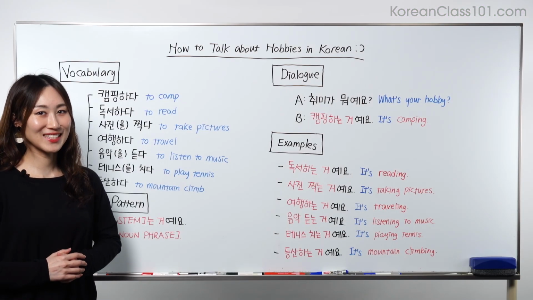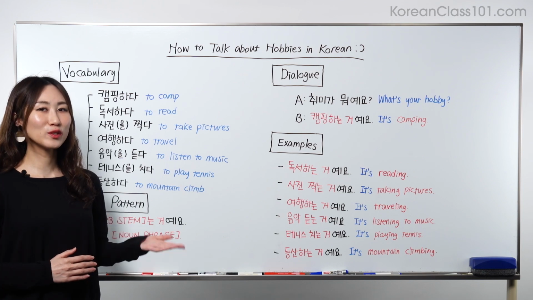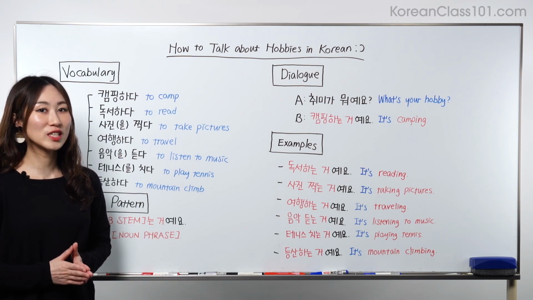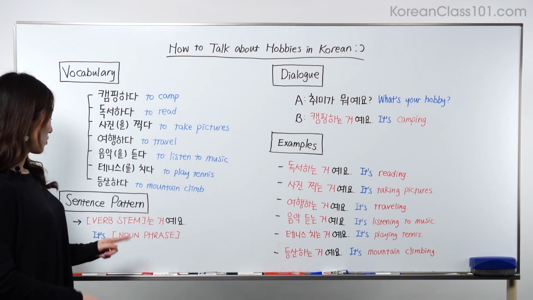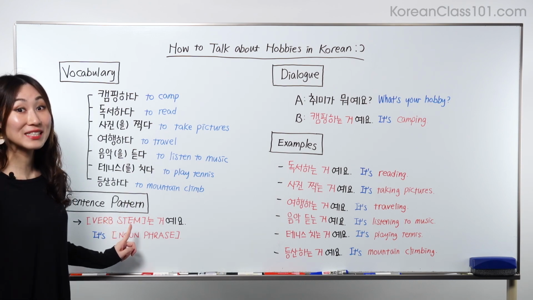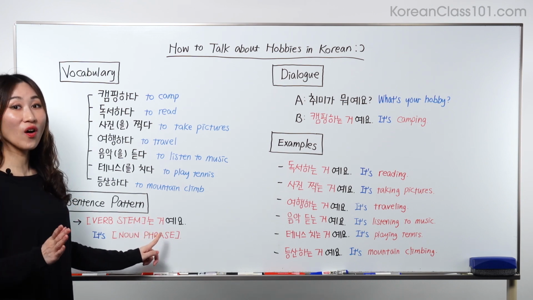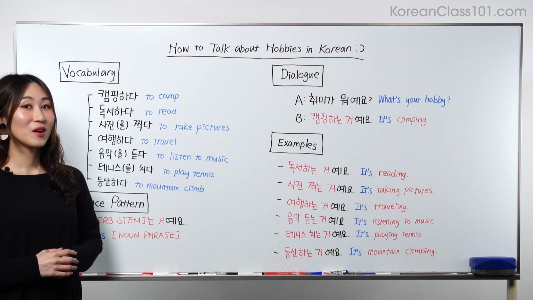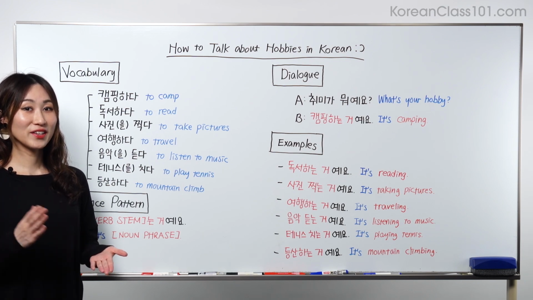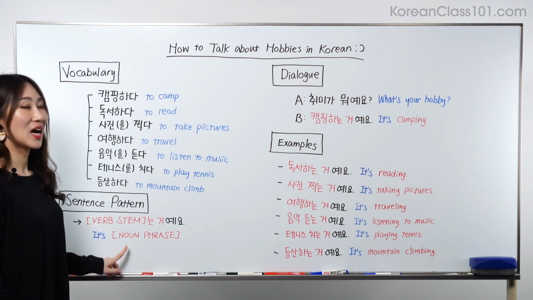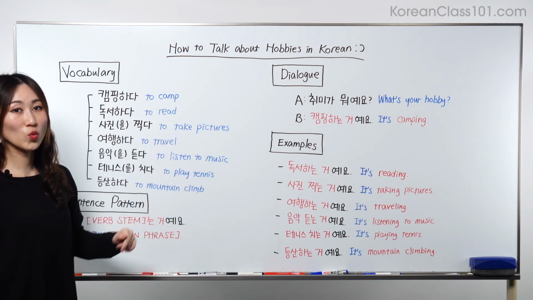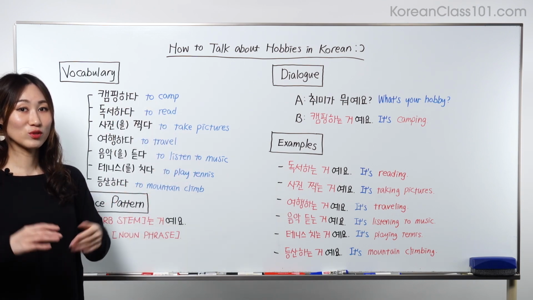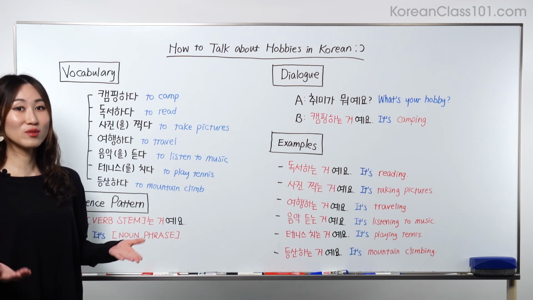Now let's look at the sentence pattern. As you probably noticed, this pattern was used in all expressions in today's lesson. The sentence pattern is verb stem plus 는 거예요. It means it's a noun phrase. So these are just verbs, but when you answer, it's a noun. This is how we Korean people say it.